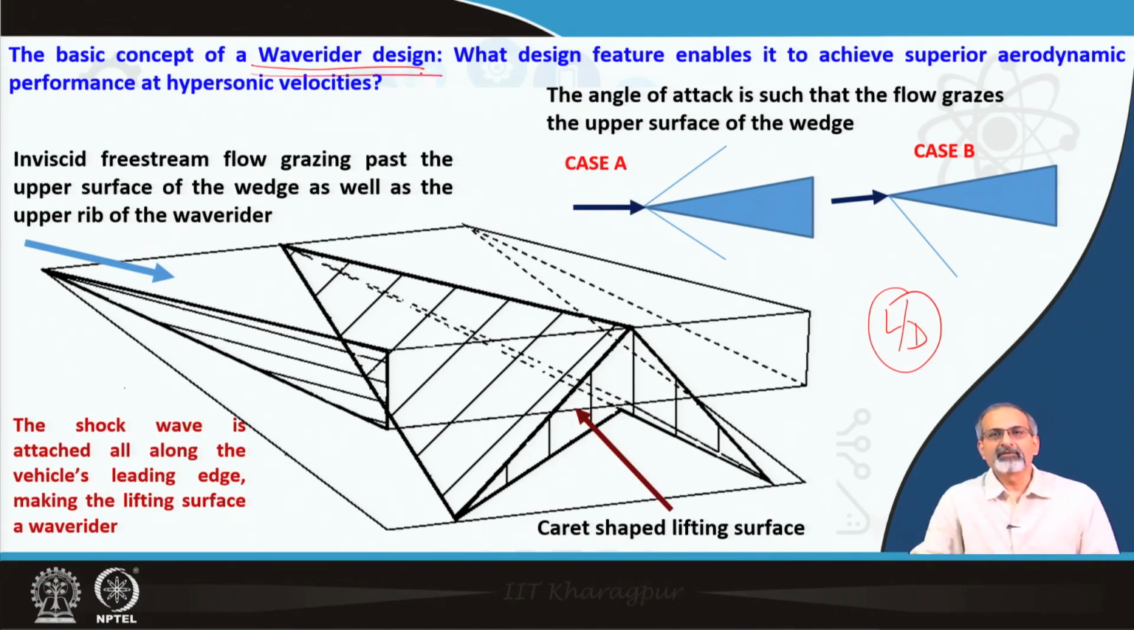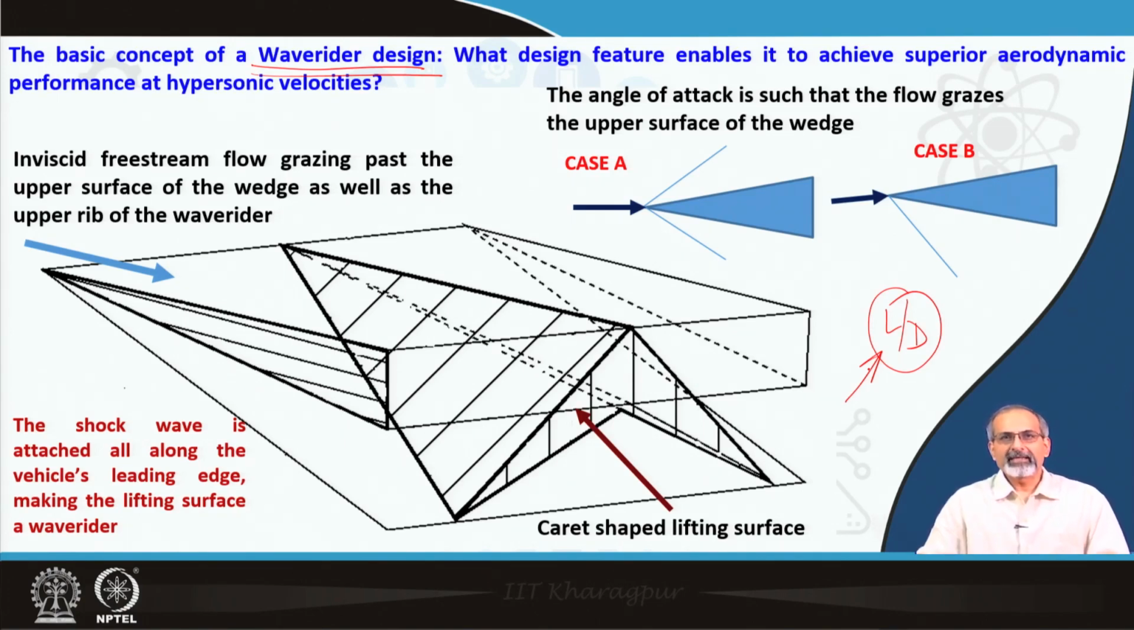As a consequence of that concern, we take up a particular design, the wave rider design, and try to understand what design feature enables it to achieve superior aerodynamic performance at hypersonic velocities. That means, irrespective of the very large wave drag, these kinds of designs are able to achieve better values of L by D than generally achieved by generic designs. And therefore, it is interesting to see the design feature which makes it quite special.